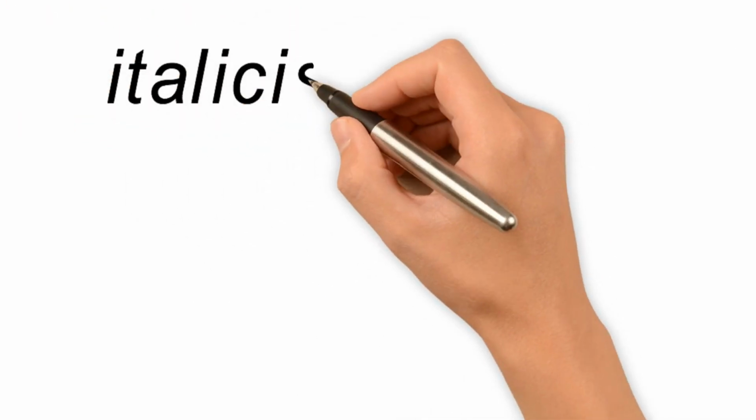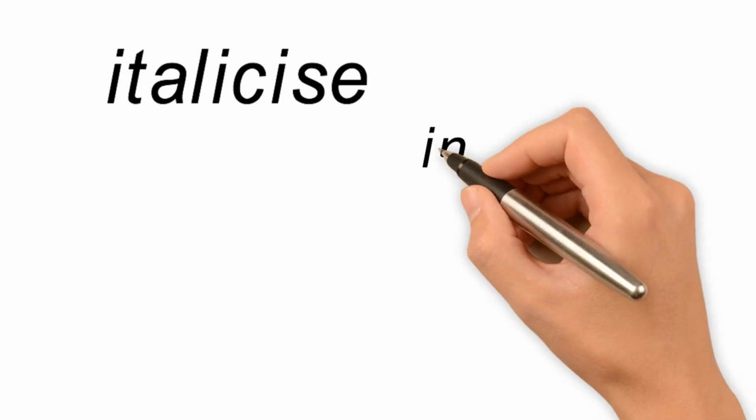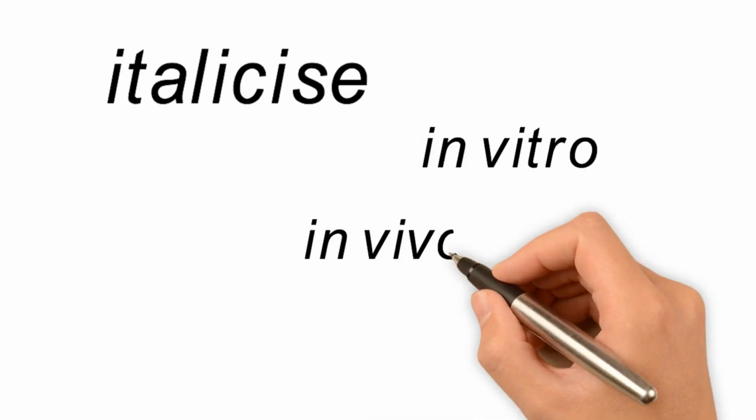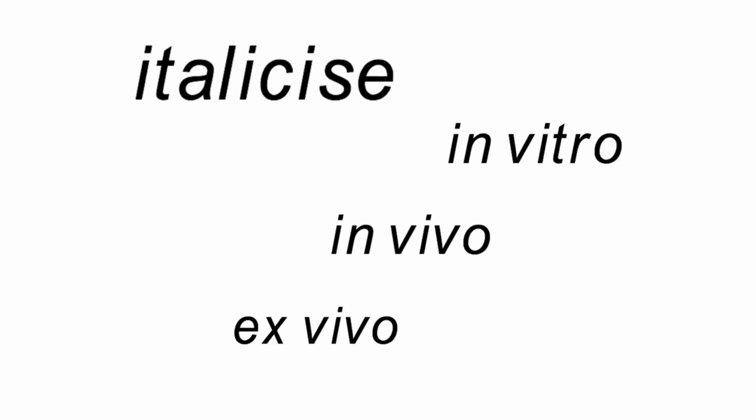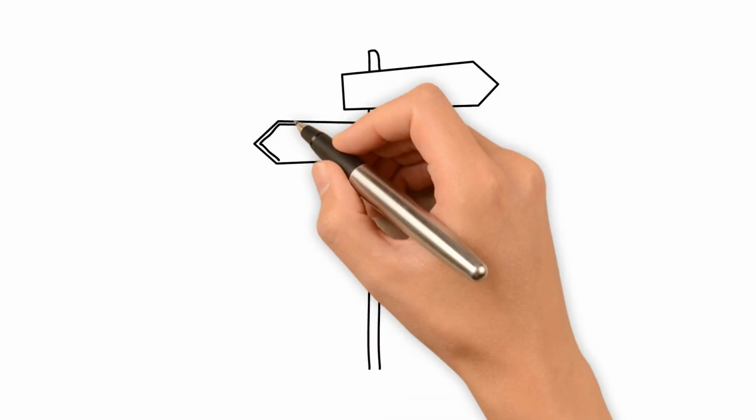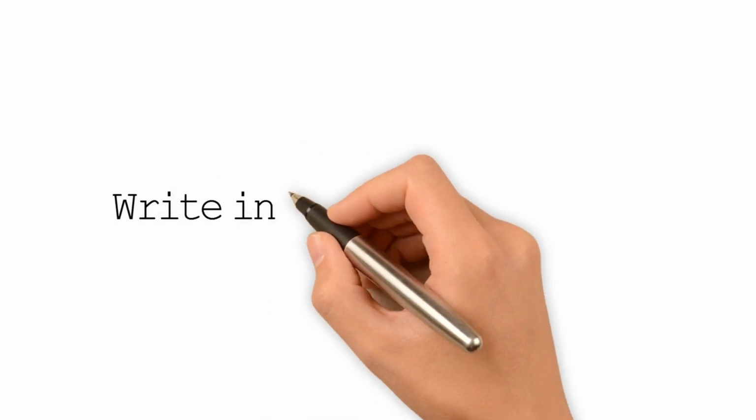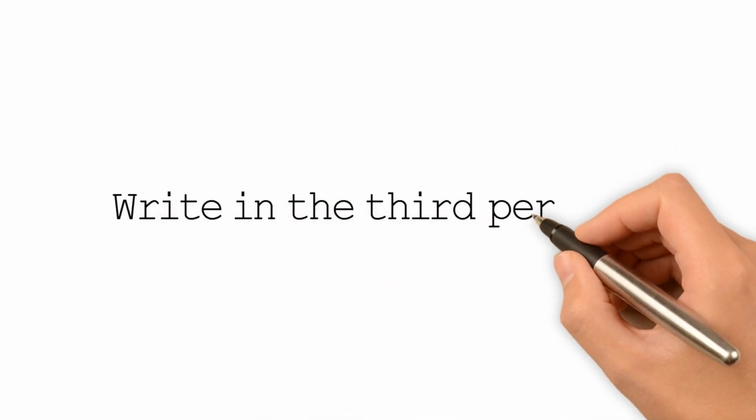It's also important to italicize the Latin names of living things, as well as phrases like in vitro, in vivo, ex vivo, and so on, and always write in the past tense. It's generally recommended to write in the third person, so avoid using I and we.